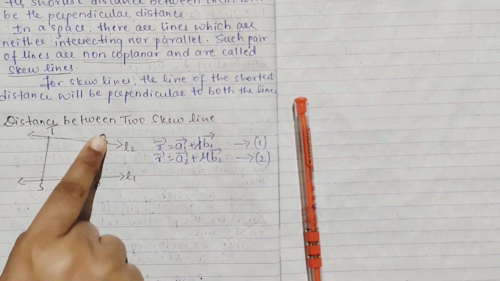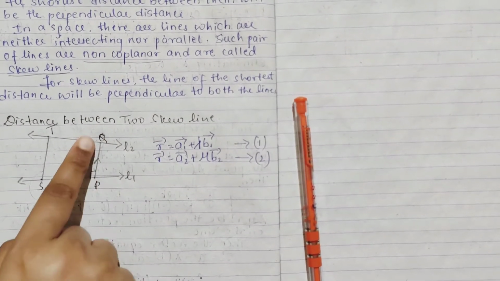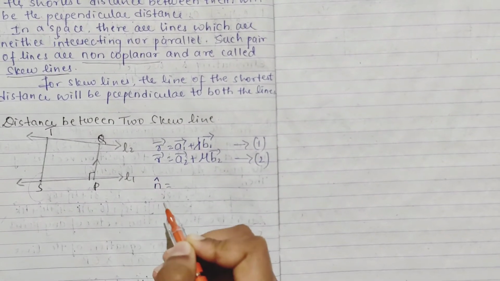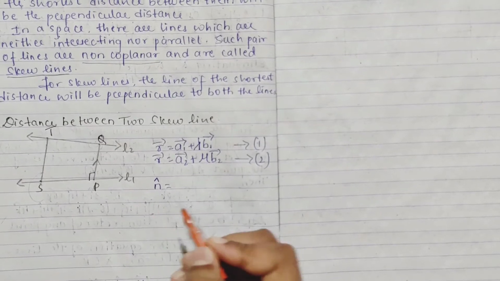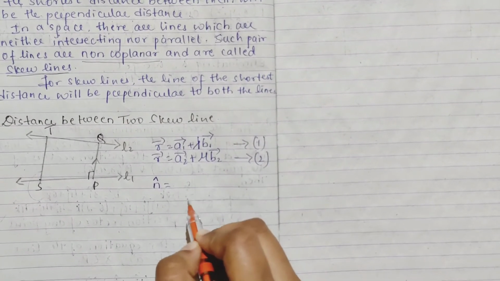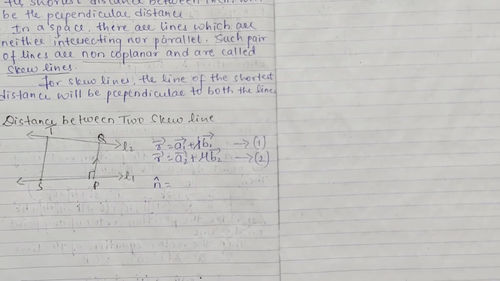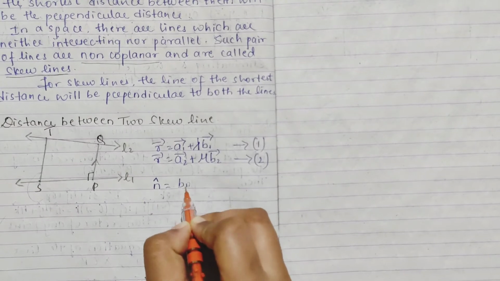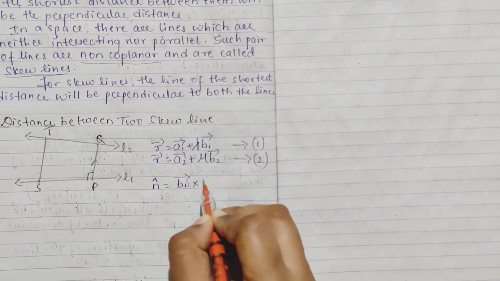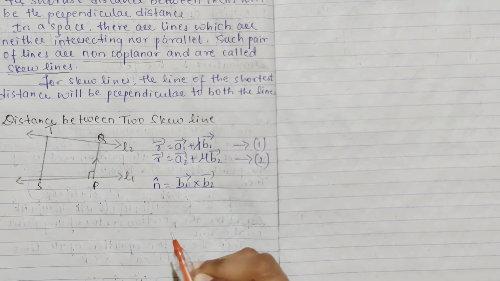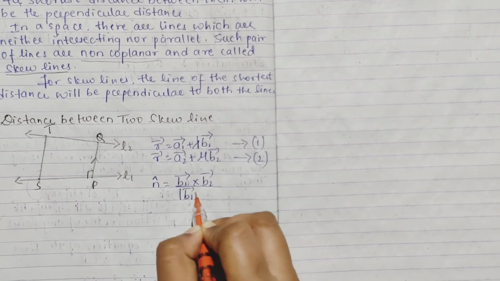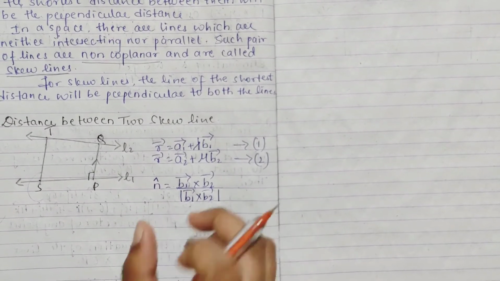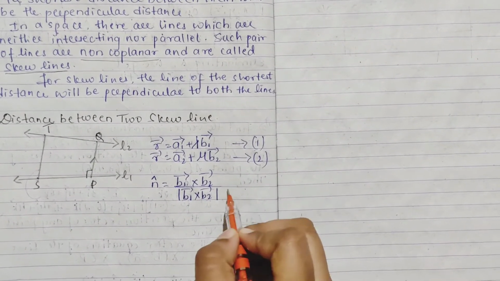So you can consider PQ as your shortest distance, and this PQ unit vector we consider as n cap, right? You have done your unit vector, how it was, vector R divided by modulus of vector R, right? In the same way here we are considering the position vectors. So n cap is given by vector B1 cross vector B2 whole divided by modulus of vector B1 cross vector B2. This they have given. Your n cap you will get in such a way. Just main points I am writing.